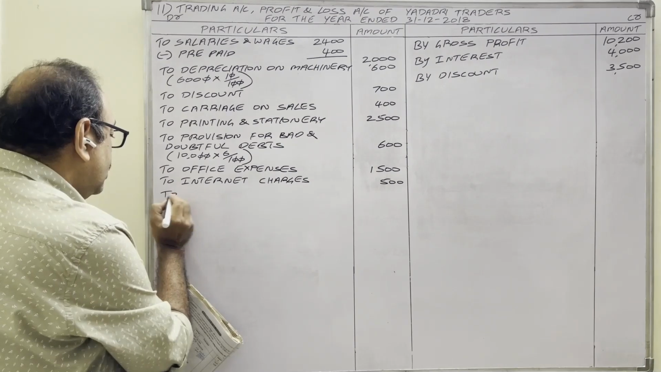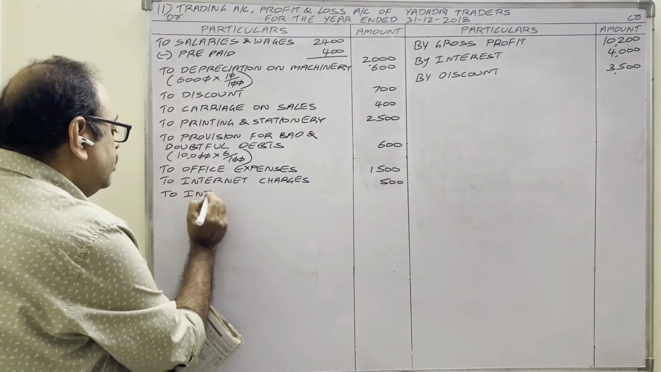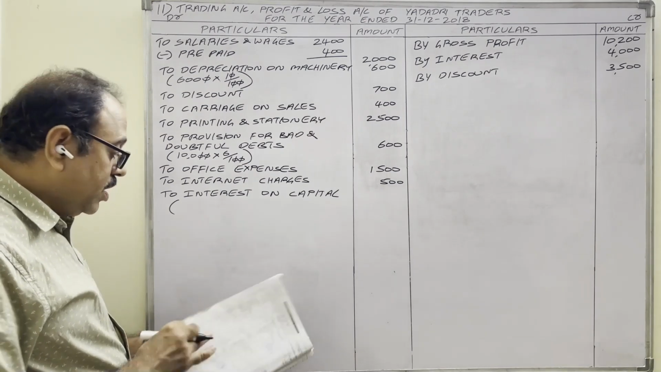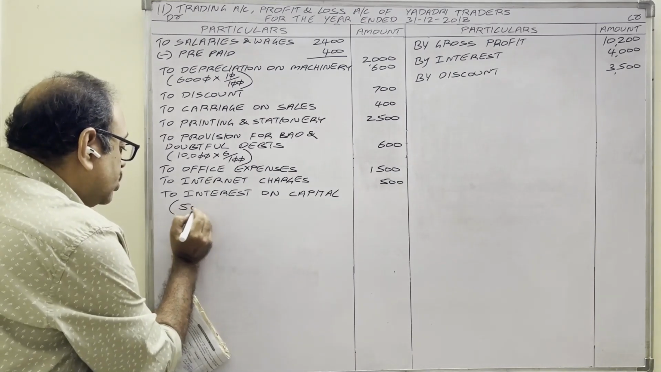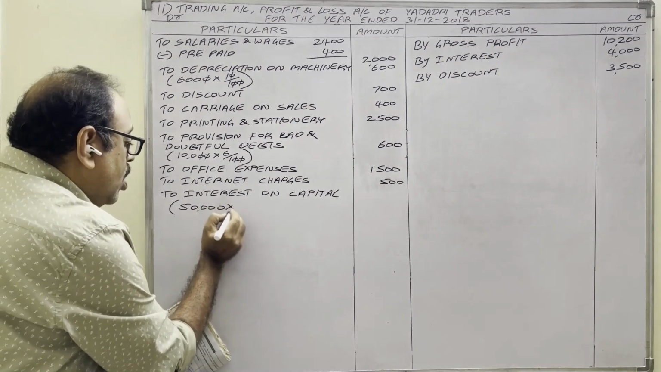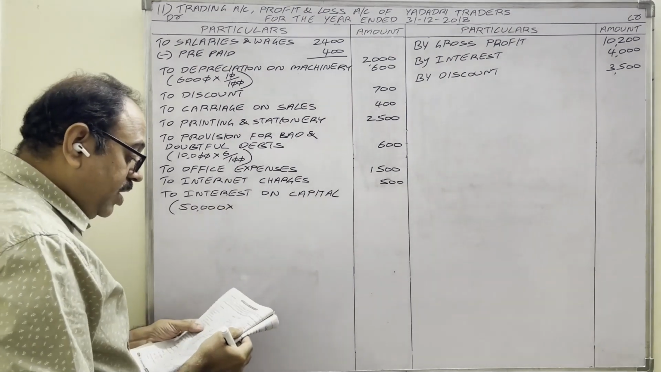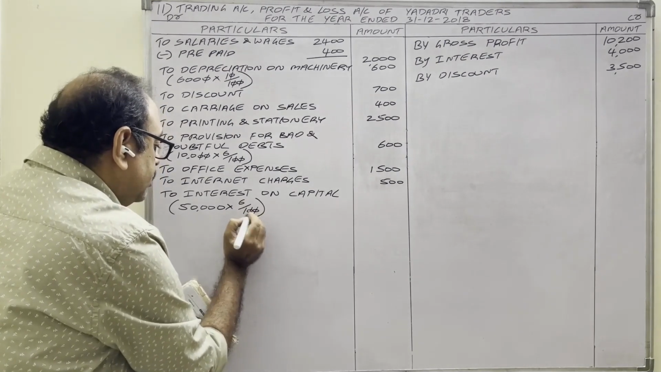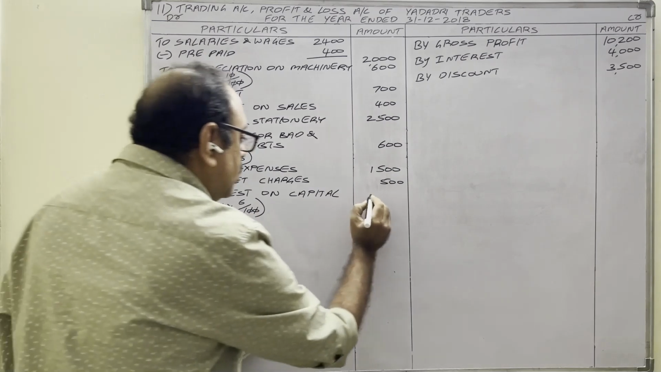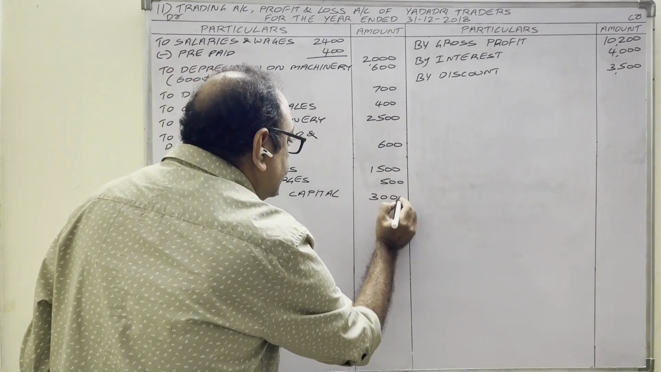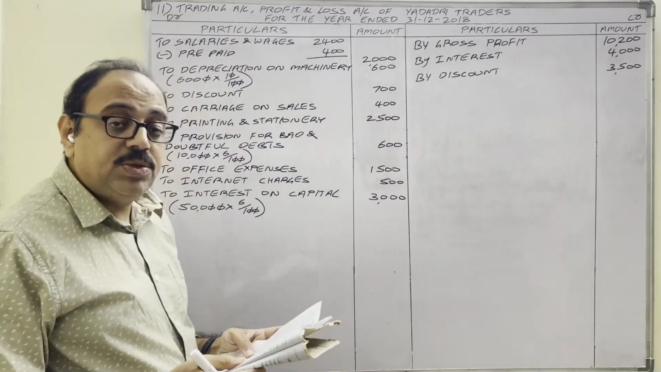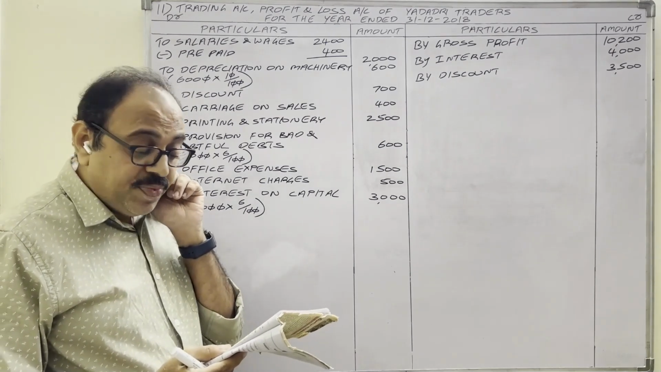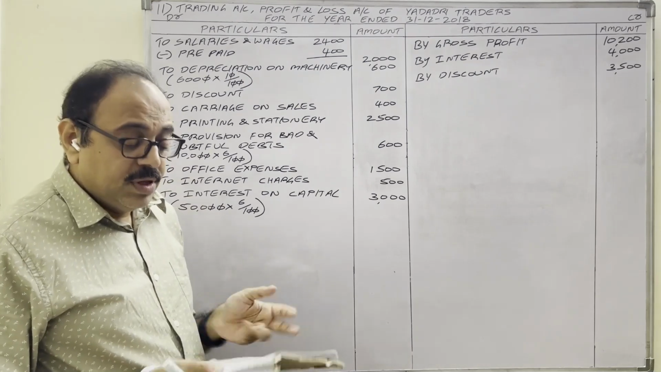Interest on capital. Percentage is given. On capital amount we have to calculate. Capital is 50,000 rupees. On that, rate of interest 6%. 3,000 rupees. Next, sixth point. MD's commission. MD means managing director. Nothing but sole proprietor.